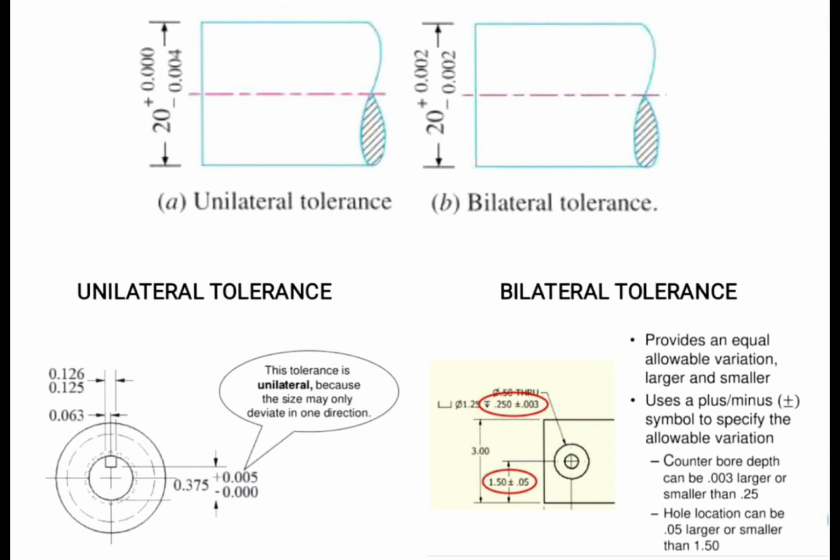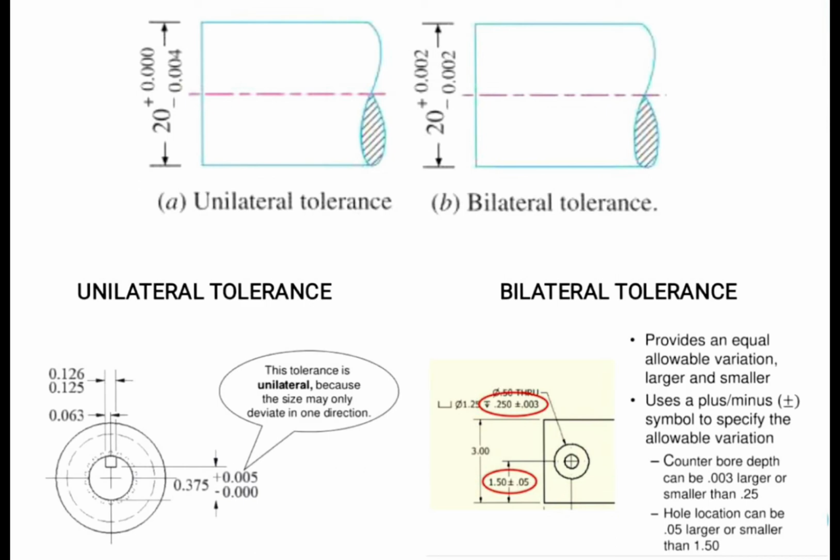In this picture, I am showing you the unilateral tolerance and bilateral tolerance. You can properly understand. The dimension of the shaft is given as diameter plus 0.000 and minus 0.004. That is the unilateral tolerance, because here only one value is given, that is minus 0.004. But on the bilateral tolerance side, the diameter is given as 20 plus 0.002 and minus 0.002. That means plus or minus 0.002.